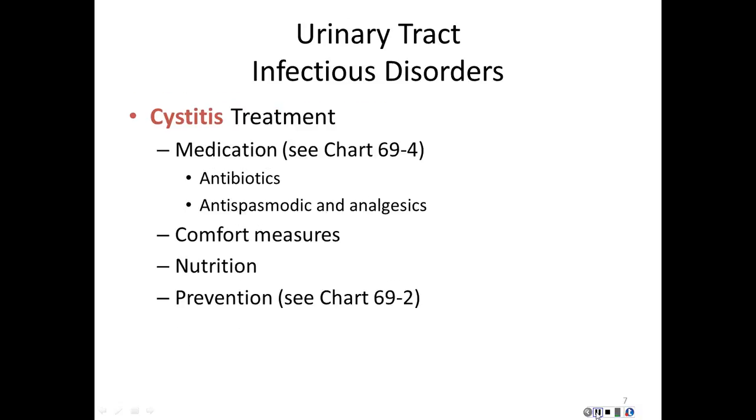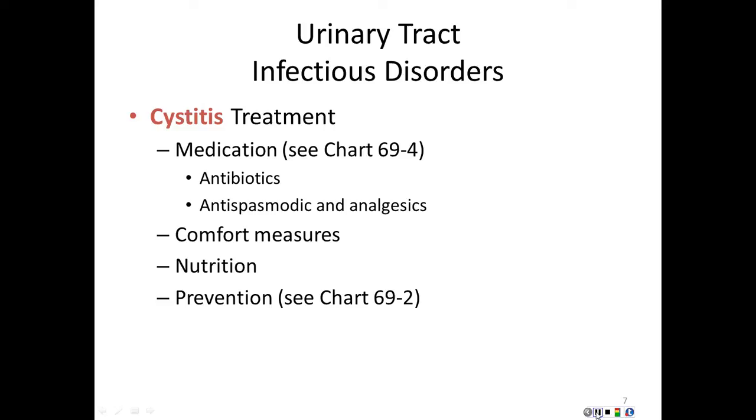Treatment basically is typically antibiotics. Chart 69.4 gives you a list of the major type antibiotics and medications used in treating cystitis. Antibiotic therapy for cystitis has changed significantly over the years. Typically today it's a 3 to 5 day treatment for cystitis. Drug of choice in most cases is Bactrim DS, which can be taken twice a day for 3 days.